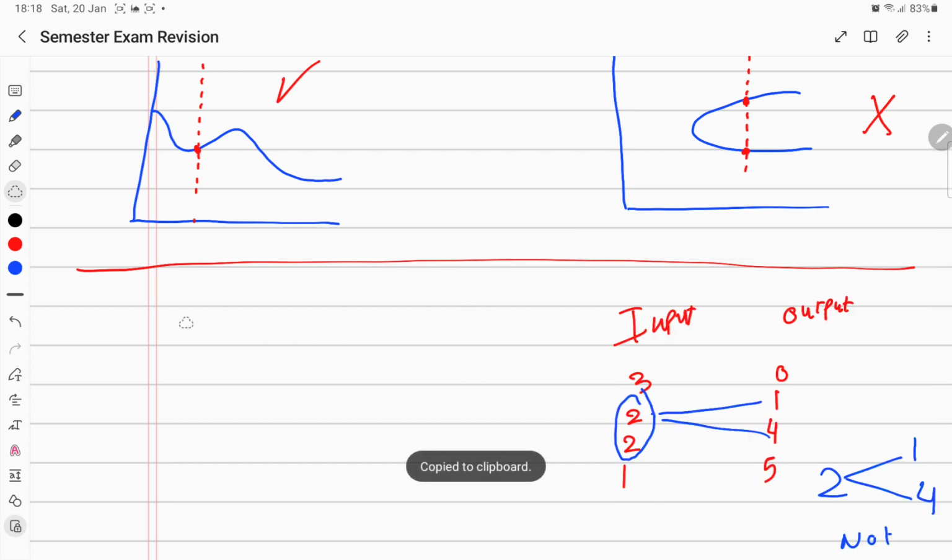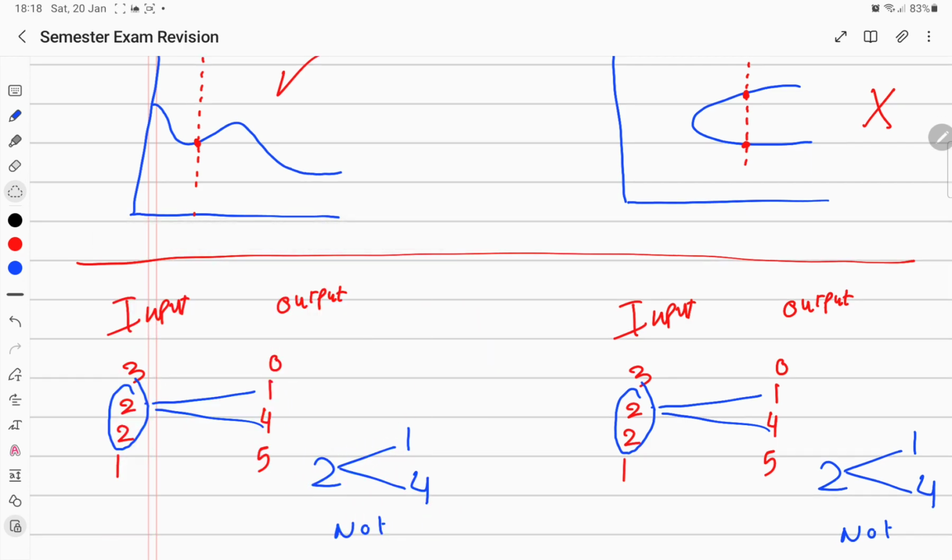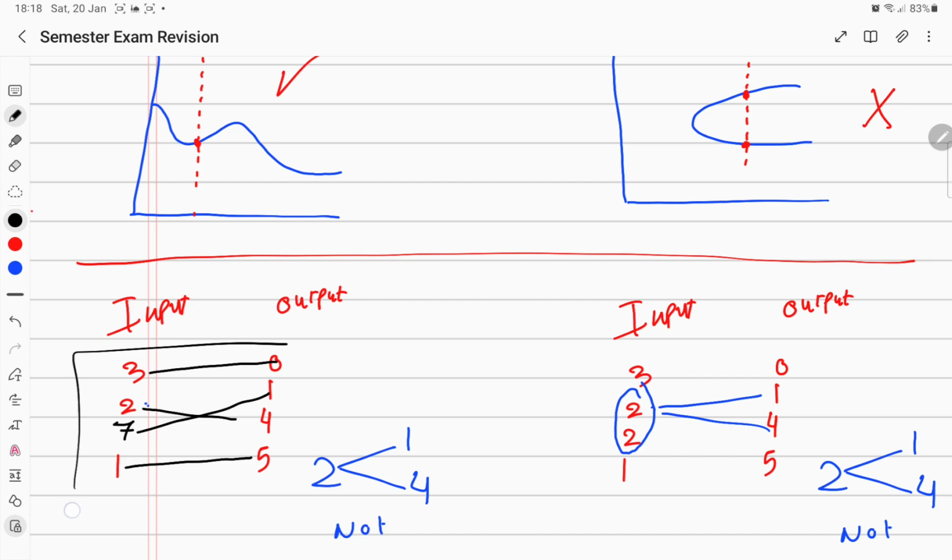If I want to show you when this one can be a function, the input cannot be repeated. So instead of having 2 again, you might have 7, and 2 goes to 4, 3 goes to 0, 1 goes to 5, 7 with 1. Every input has one output, and he might put this in a table and it doesn't matter. So again, each input must have only one output, so this one can be a function.